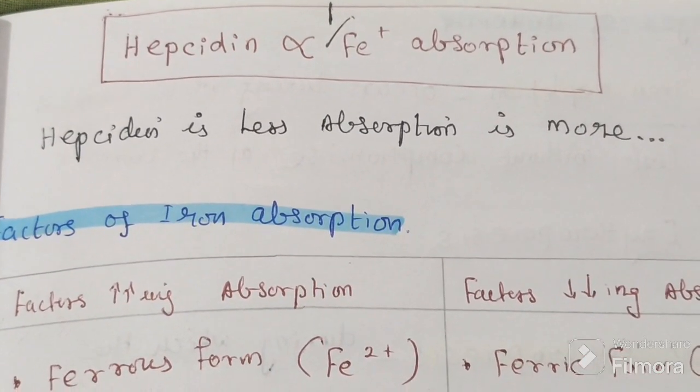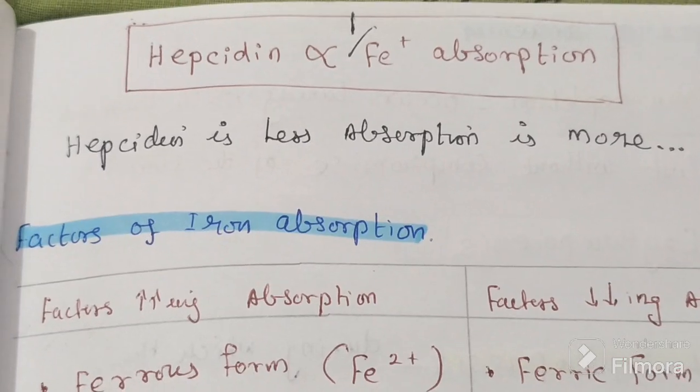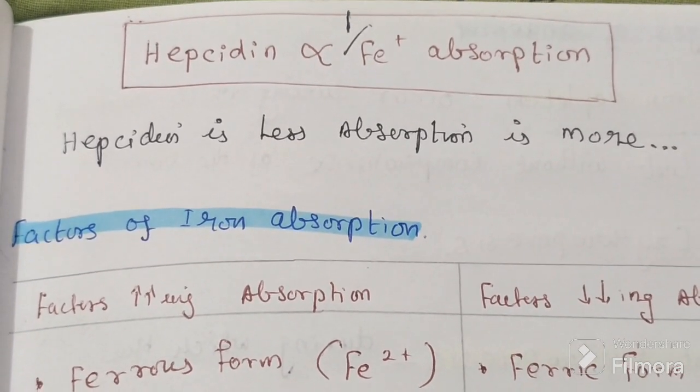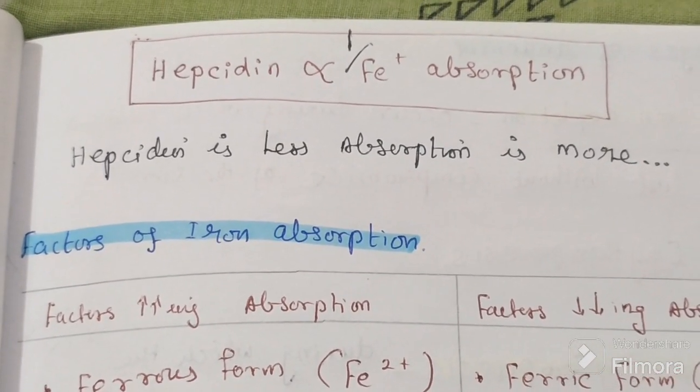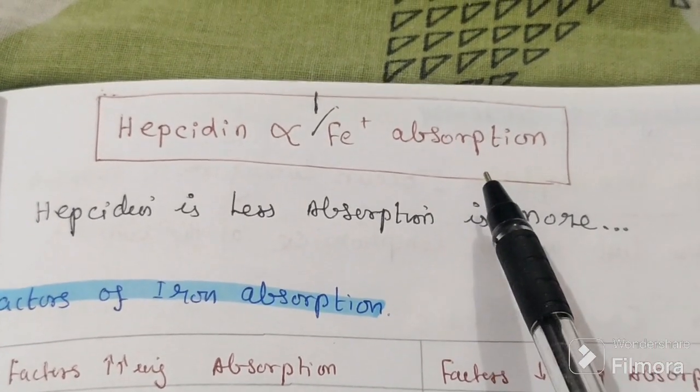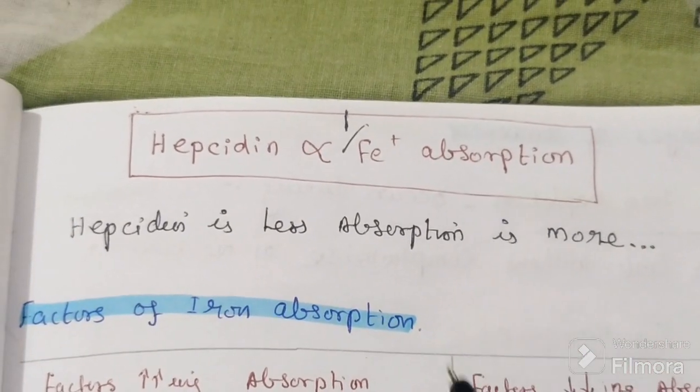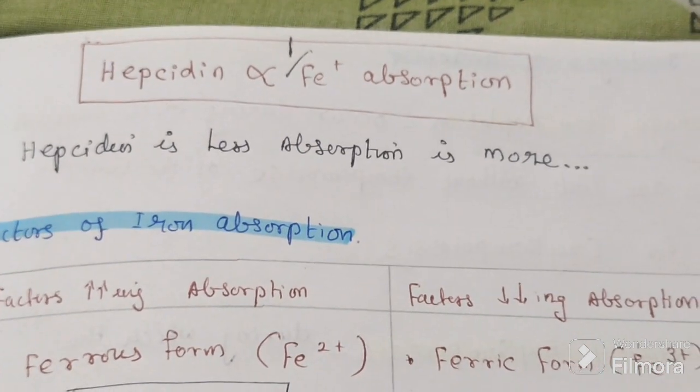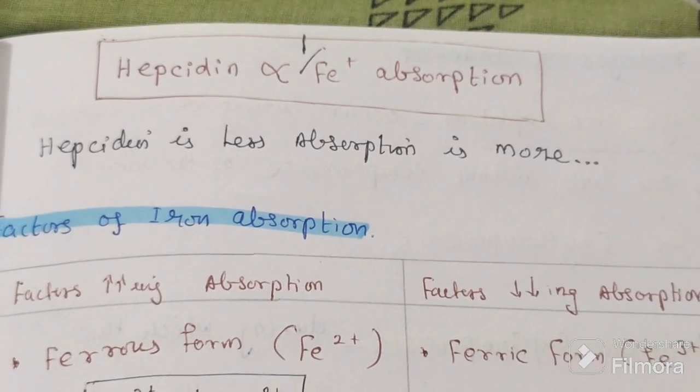More hepcidin, less absorption. Less hepcidin, more absorption. So hepcidin is inversely proportional to iron absorption. Hepcidin is less, absorption is more.